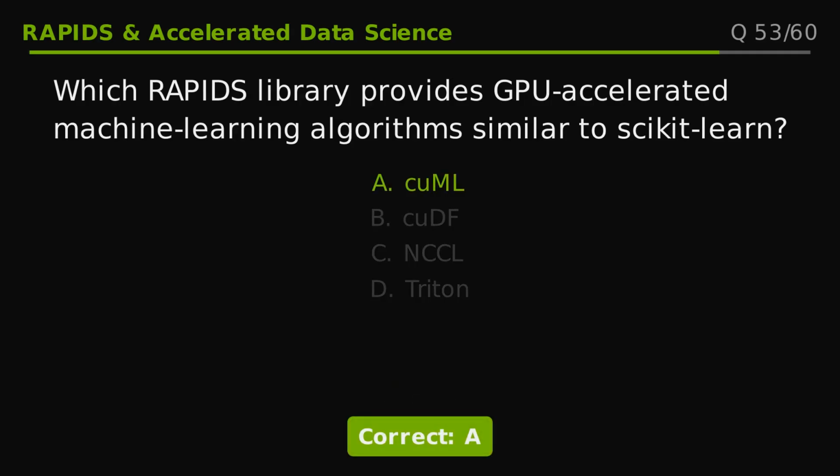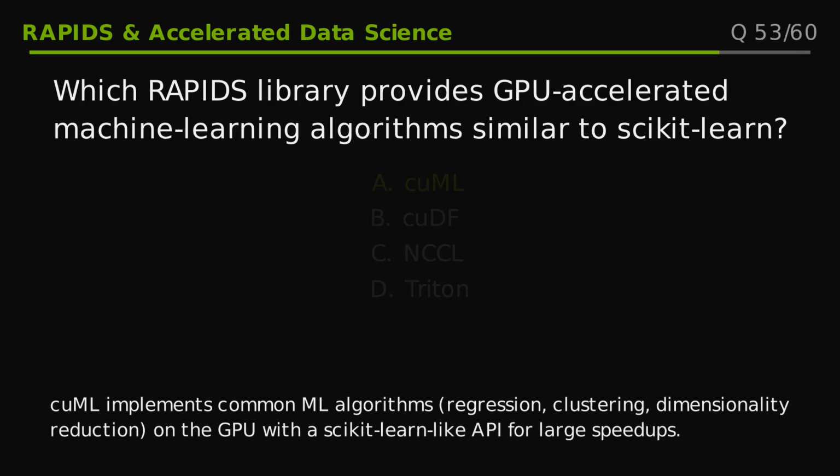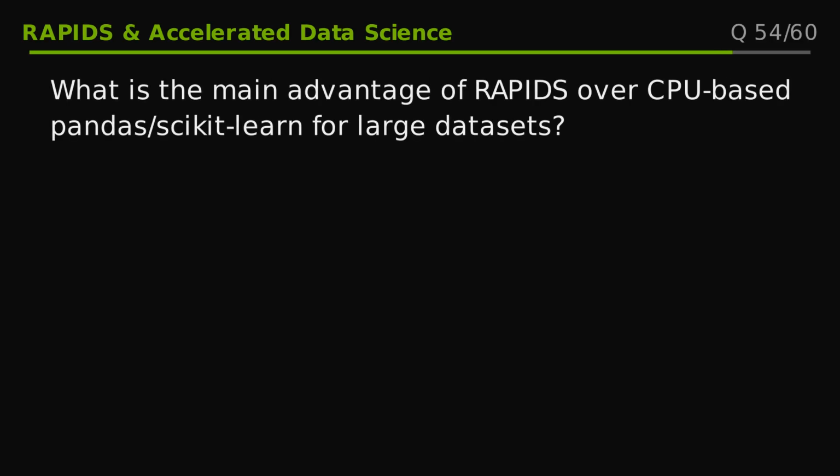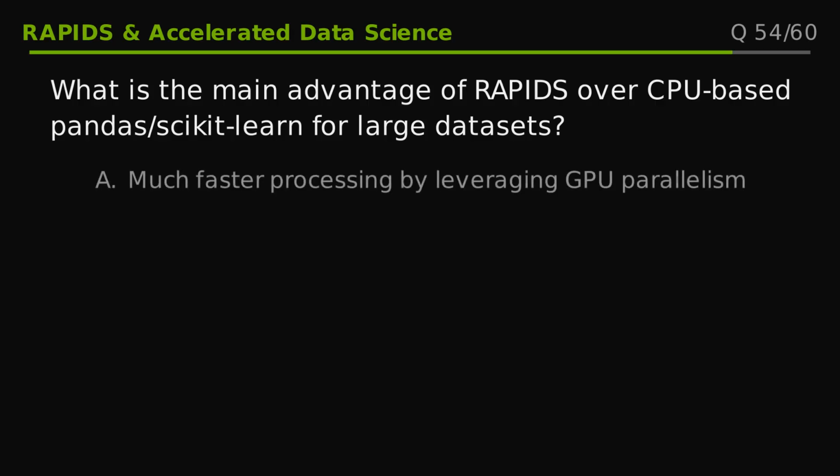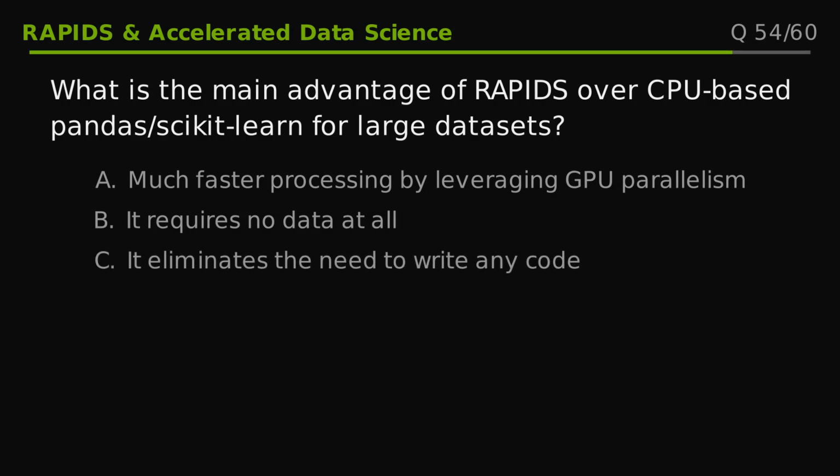The correct answer is A. cuML implements common algorithms, regression, clustering, and dimensionality reduction on the GPU with a scikit-learn-like API for large speedups. Question 54. What is the main advantage of RAPIDS over CPU-based pandas and scikit-learn for large datasets? Option A. Much faster processing by leveraging GPU parallelism. Option B. It requires no data at all. Option C. It eliminates the need to write any code. Option D. It only works on text data.